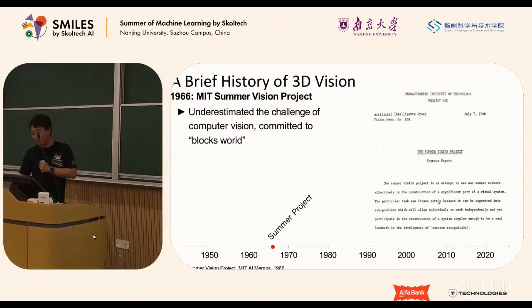The 1966 MIT Summer Vision Project famously underestimates the difficulty of computer vision. The project suggests that students could solve a large part of vision during one summer, focusing mainly on a simple block world. Its failure became an important lesson. Visual perception requires much more than a few careful design rules.